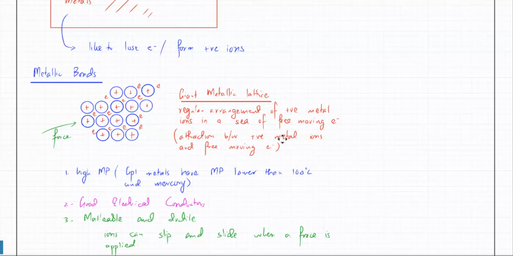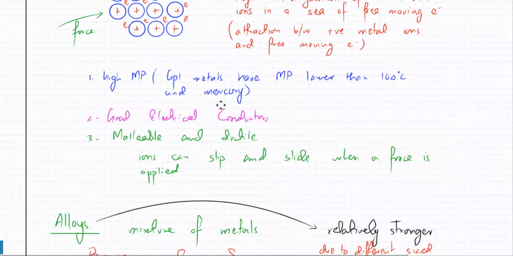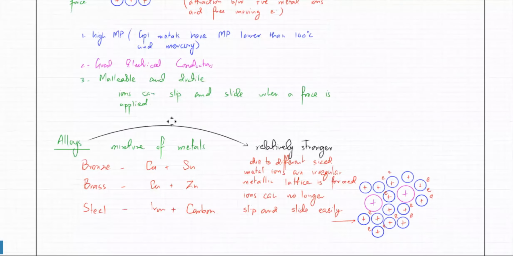So we did all of this. I told you metals had a giant metallic lattice and they wanted to lose electrons, which is why they were all positive ions in a sea of free moving electrons. The electrons lost were just roaming around. So high melting points, usually. Group 1 metals, although don't have very high melting points, and mercury, plenty of exceptions. Good electrical conductors, malleable and ductile, and we talked about alloys being strong.